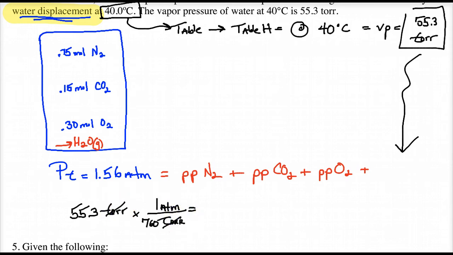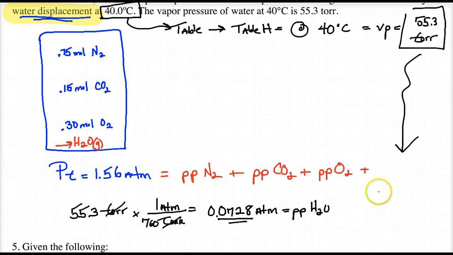Okay, I'm going to put this in my calculator, and I'm off and running. 55.3 divided by 760, and I get 0.0728, we'll say, atmospheres. Not large, but certainly adds to it. So what I'm going to do with this is I'm going to subtract this partial pressure. This is the partial pressure due to the water vapor. So I'm going to subtract that from the total pressure.